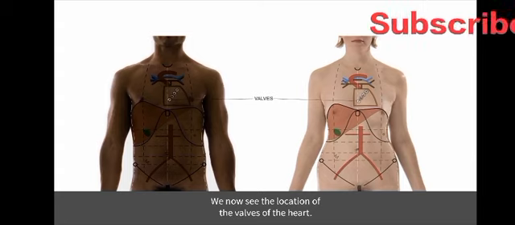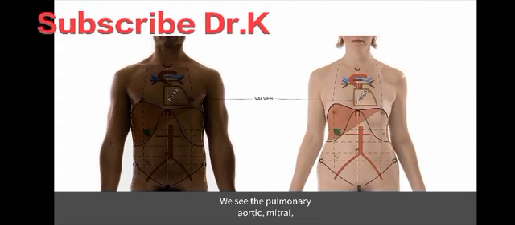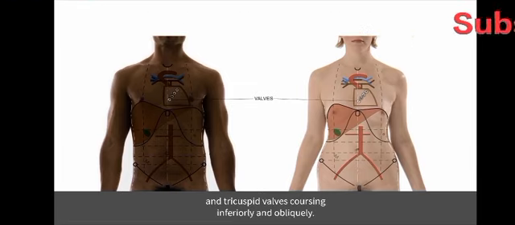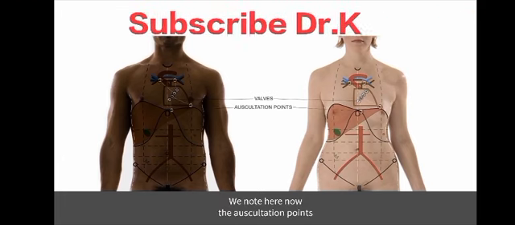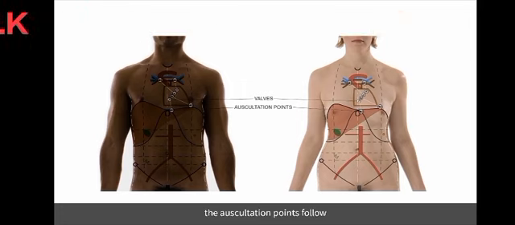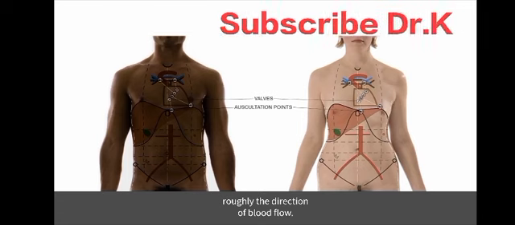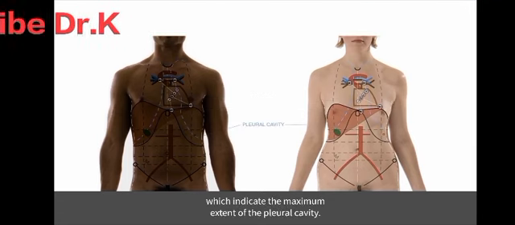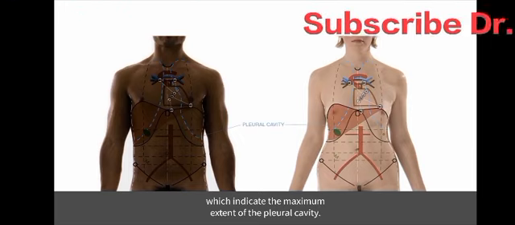We now see the location of the valves of the heart. We see the pulmonary, aortic, mitral, and tricuspid valves coursing inferiorly and obliquely. We note here now the auscultation points for these valves, and note that the auscultation points follow roughly the direction of blood flow. We now show the lines of pleural reflection, which indicate the maximum extent of the pleural cavity.